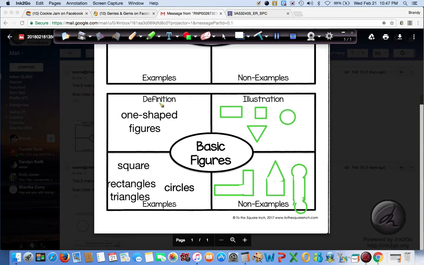So that would be the first part of your definition. We call this a Frayer model in notes, and it tells us what a basic figure is, what it looks like, some words, and it also gives us examples of what it's not.